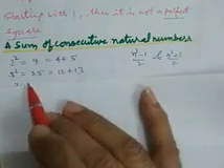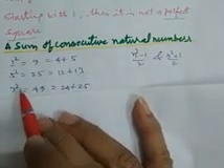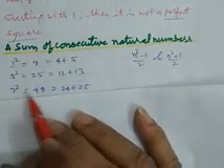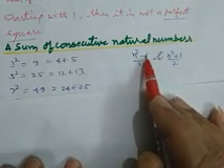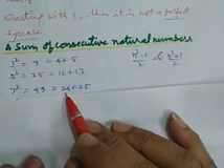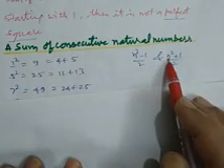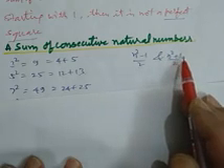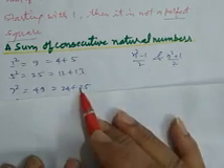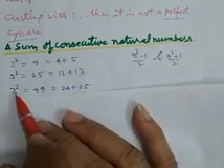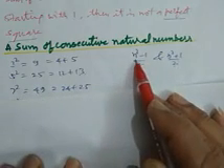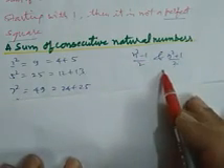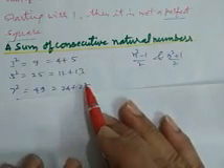Okay, now we check 7 square, 49. When we put 7 here, 7 square 49 minus 1, 48, 48 by 2, 24, here is the 24. 7 square 49, 49 plus 1, 50, 50 by 2, 25, here is the 25. So we have to put the value of n here and solve this, we get the numbers.